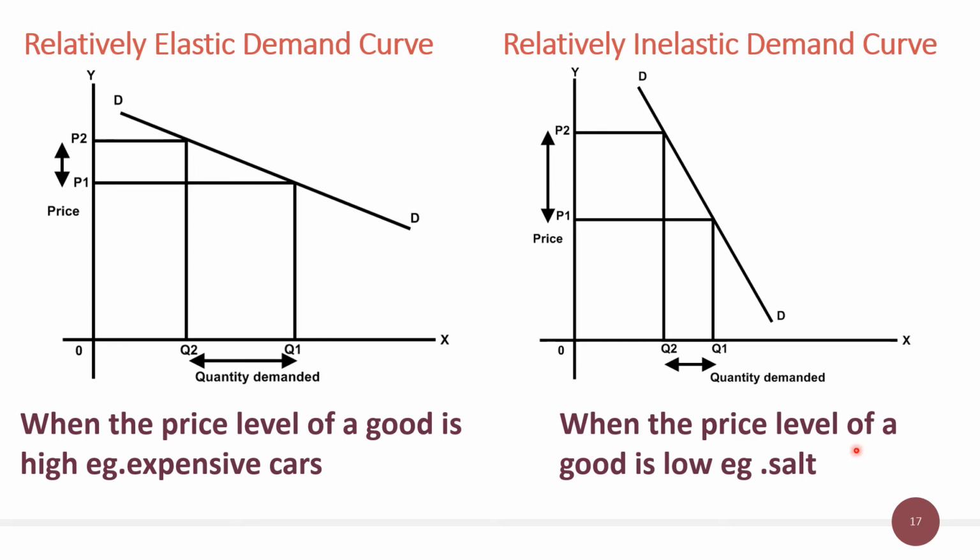Conversely, when the price level of a good is low, for example salt, even a big change in price will not affect the demand much. So even if the price of salt rises to a large extent, people will still demand salt. Maybe slightly the demand will fall, but not all that much. So the demand for low priced goods is relatively inelastic.